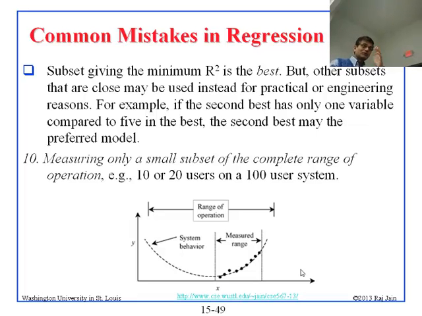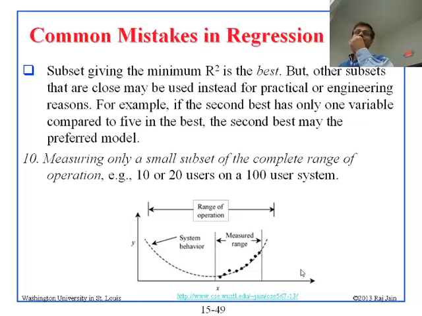Again, how much you want to lose is not something that I can tell you. It's something that you decide from the system's point of view. We are actually modeling mobile video transmission over wireless networks, and so we said, well, 1 or 2% error. All right. So that is what it is. The subset giving the minimum R square is the best, but other subsets that are close may instead, for practical and engineering reasons, be used. That's the point I was making.